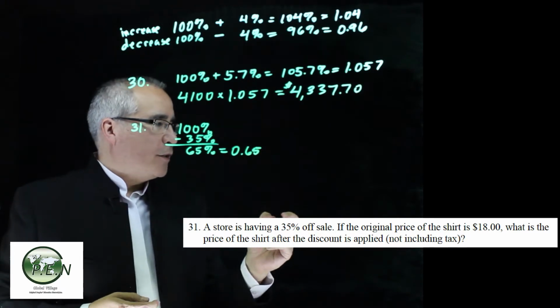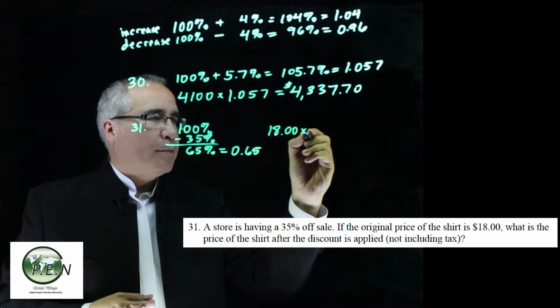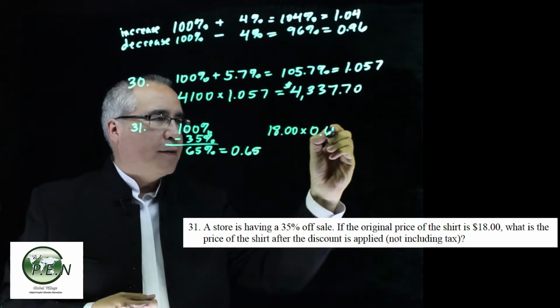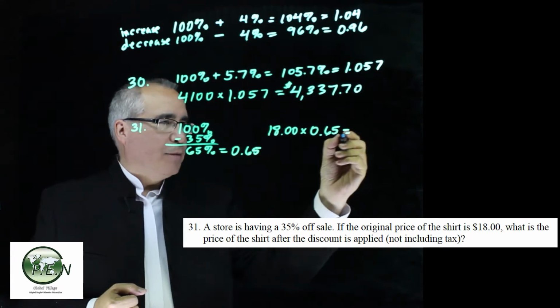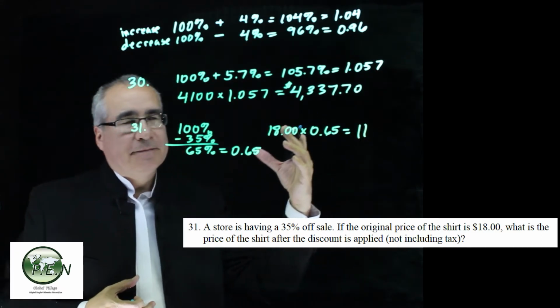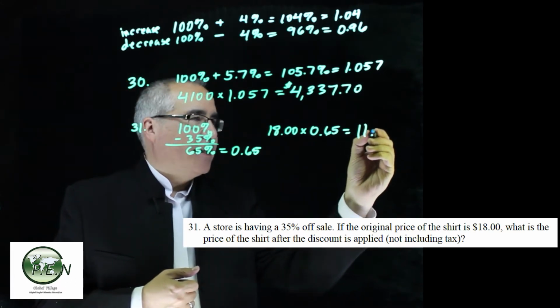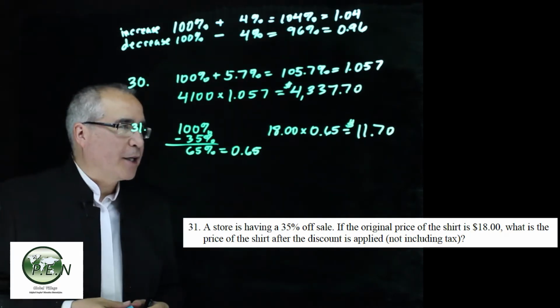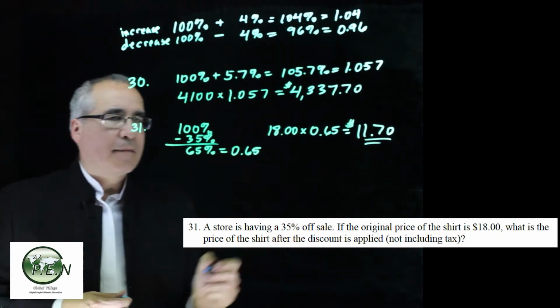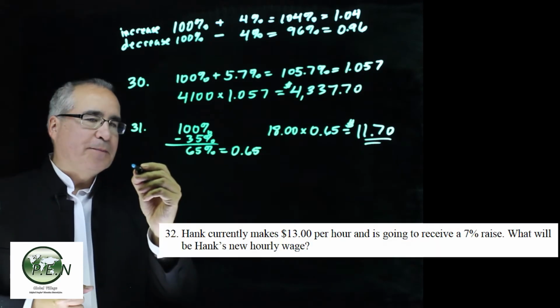So the original price of a shirt was $18. If we multiply that by 0.65, we will get the cost of the new shirt. We'll find that the new price is $11.70. That's the new price of the shirt. Okay, let's keep going. 32.